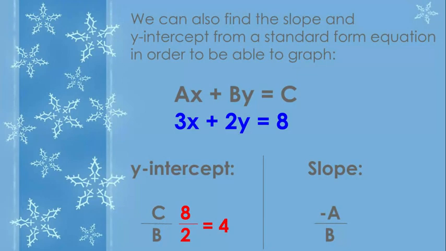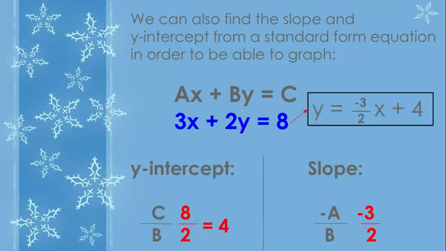And then for slope, we would find our a value, but we have to take the opposite of it. That's what the negative means. So instead of 3, we're going to write negative 3. And then our b is 2, and that gives us our slope of negative 3 over 2, which is, again, the same we had when we did it the other way. So we can now rewrite our equation by substituting the negative 3 halves for m and the 4 for b, and we get y equals negative 3 halves x plus 4, which is exactly what we had when we did the other two steps.